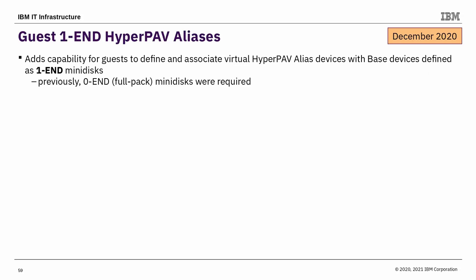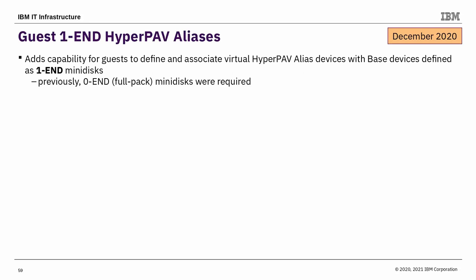This is a nice one. When a guest is exploiting HyperPAV, up until now, you've had to do it on full pack disks. Now you can do it on near full pack disks, so one-to-end disks.